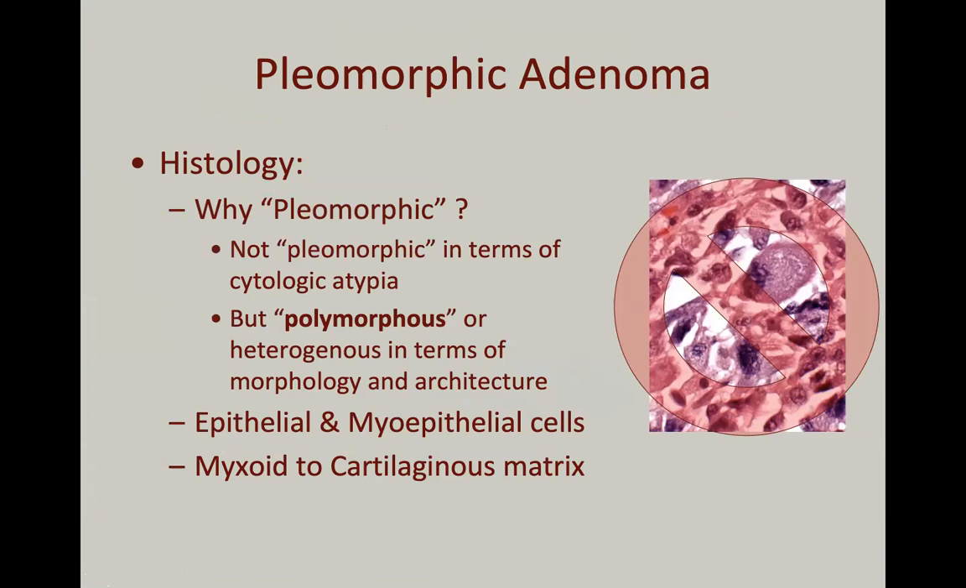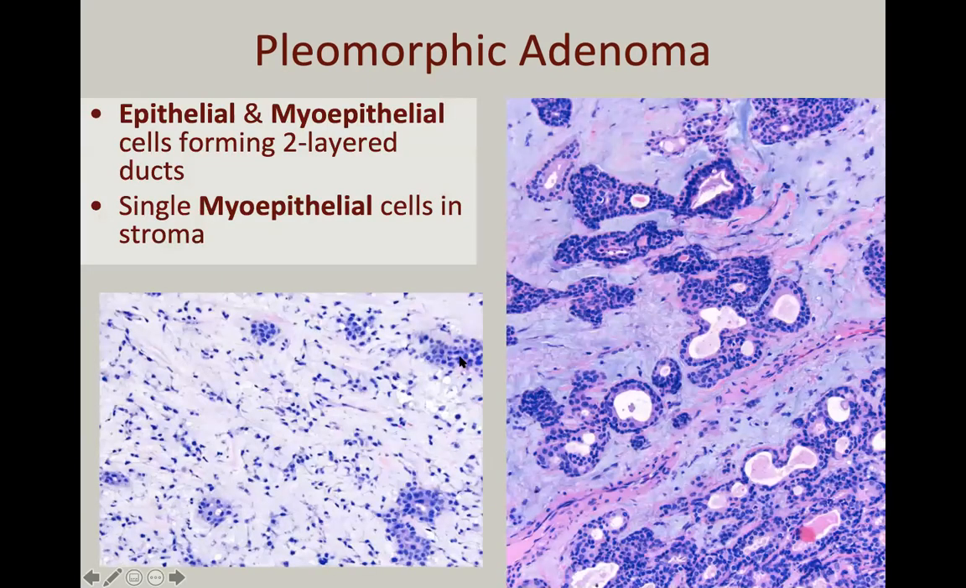We often use the term pleomorphism to describe cytologic atypia, meaning variation in shape and size of tumor cells and nuclei. However, it's a bit of a misnomer. Pleomorphic adenoma isn't cytologically pleomorphic. It's architecturally polymorphous, meaning it can present in a myriad of architectural structures, which I will show you. But it is not actually cytologically pleomorphic. It is architecturally heterogeneous or polymorphous. And here are some examples of that.